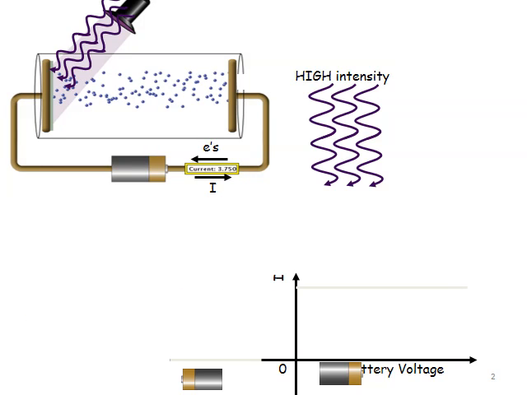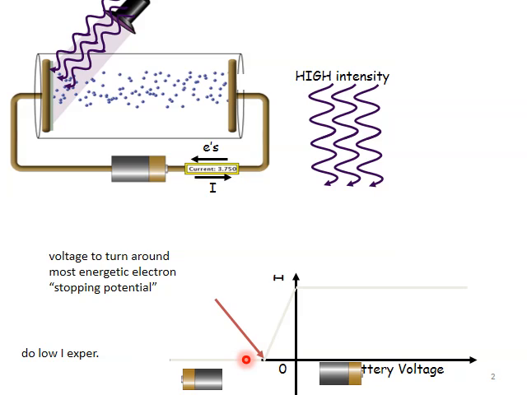Alright, what did you find out? Well, if you did the high intensity graph, you should have found out that when the voltage was positive, you get this nice constant line, and then it was 0 until you hit some specific negative voltage, and then it changed. Well, why does it do that? Well, at the point here where the current starts to increase, the voltage to turn around the most energetic electrons, you've passed what's called the stopping potential. Any voltage equal to the stopping potential or greater is going to stop any electron from hitting the other plate.